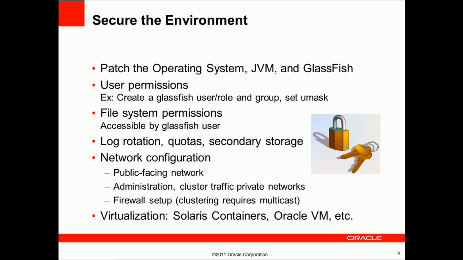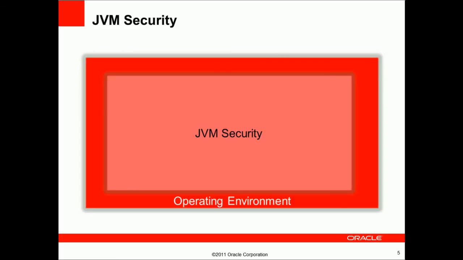And last but not least, virtualization. So Solaris containers, Oracle VM, you might have VMware out there. By running GlassFish in an OS that's virtualized, security breaches are constrained to just the virtualized instance, and you still have control of the overall server. So just some ideas about securing the environment. Now to kind of go into another layer, JVM security, the Java Virtual Machine.